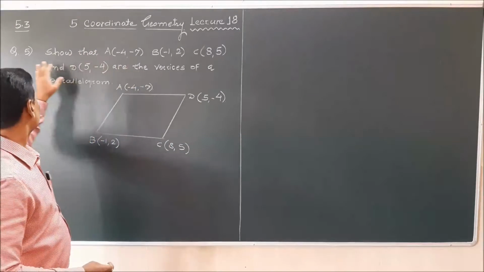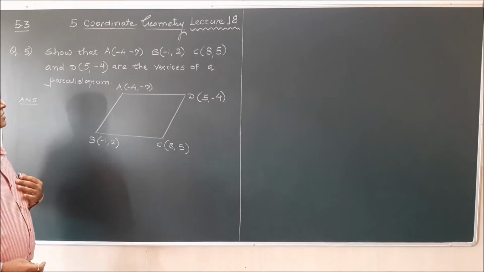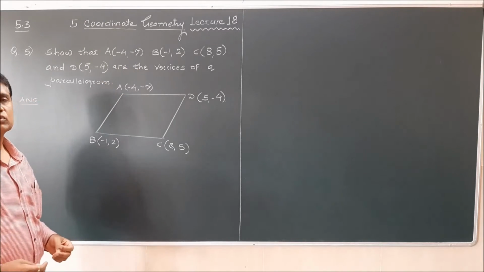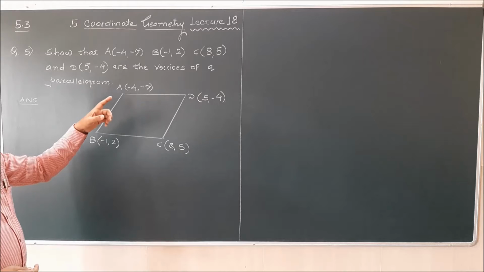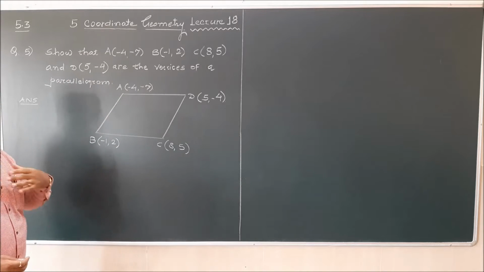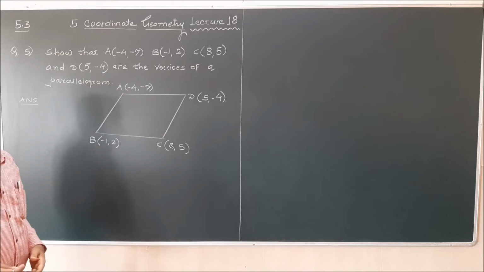Question number 5 of exercise 5.3. Show that A(-4, -7), B(-1, 2), C(8, 5), D(5, -4) are the vertices of a parallelogram.